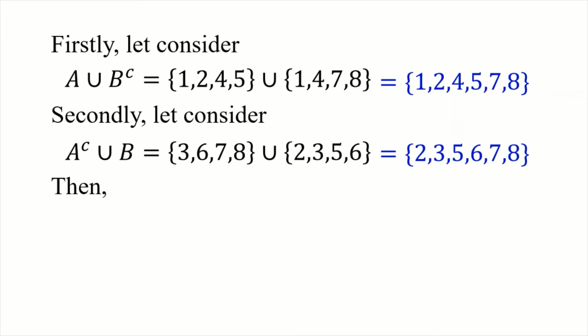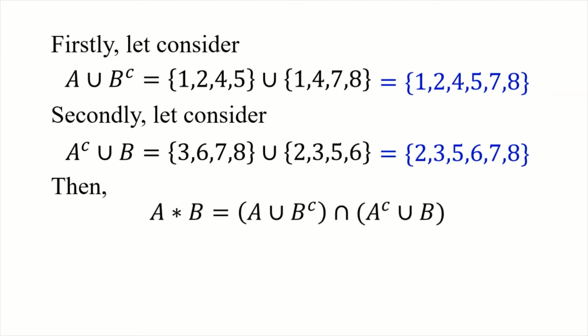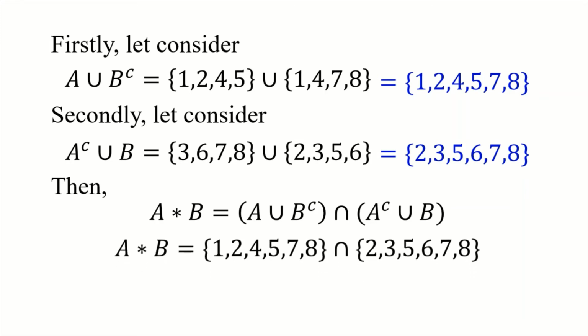We're still going to make use of the expression that was given to us earlier, which says that A star B is (A union B complement) intersection (A complement union B). In this case, we already know our A union B complement, and we know our A complement union B. Let's find its intersection. The intersection will give us 2, 5, 7, and 8.